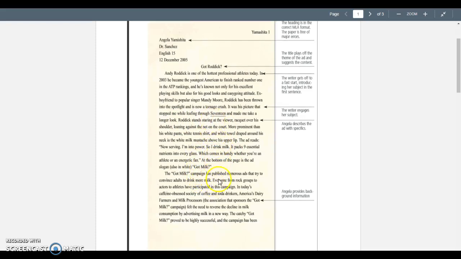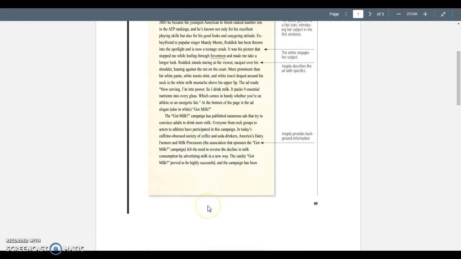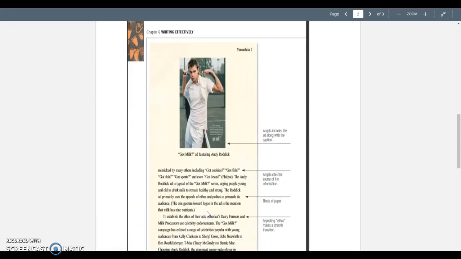Now, this sample has two paragraphs as an introduction. You won't find the thesis until you get to this sentence right here. The Roddick ad primarily uses the appeals of ethos and pathos to persuade its audience. So your thesis should contain the purpose of the ad, which according to her, it's to persuade its audience.